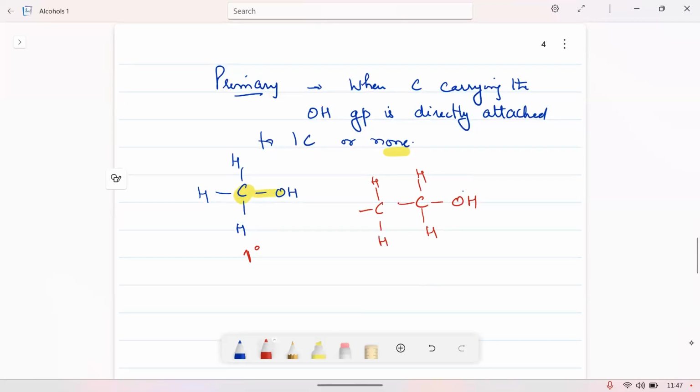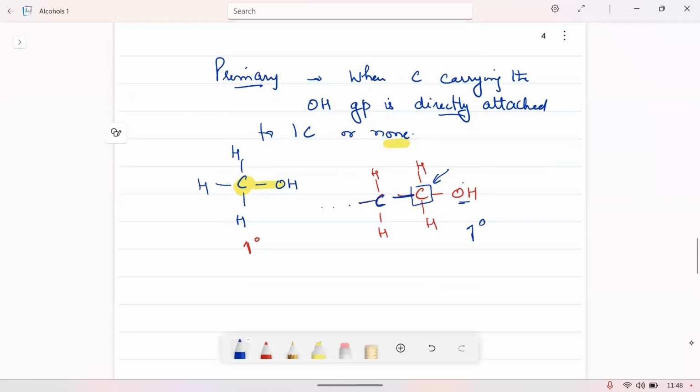now your focus will be this carbon atom because this carries the OH. Now in this case, it is directly attached to only this carbon. This carbon may be attached to further more carbon atoms, we don't care, directly attached. So the carbon that carries the OH is directly attached to one carbon. So this also is a primary alcohol.